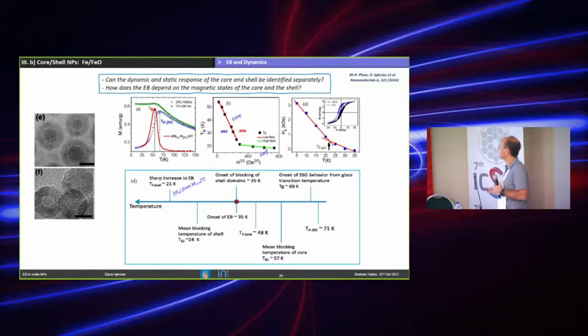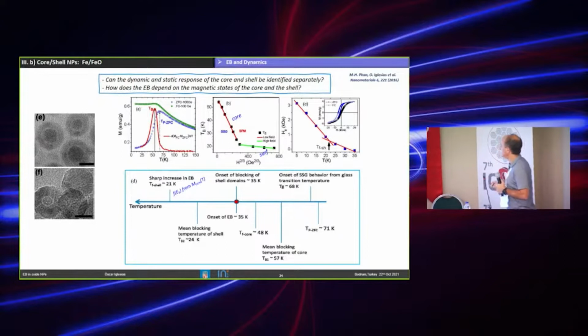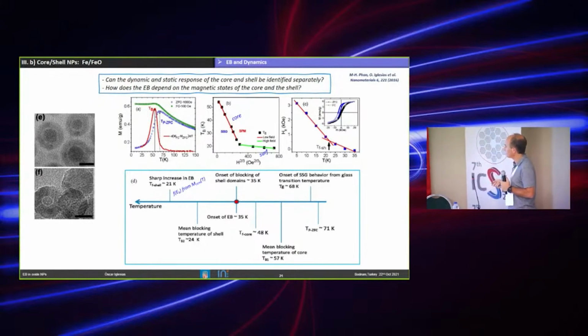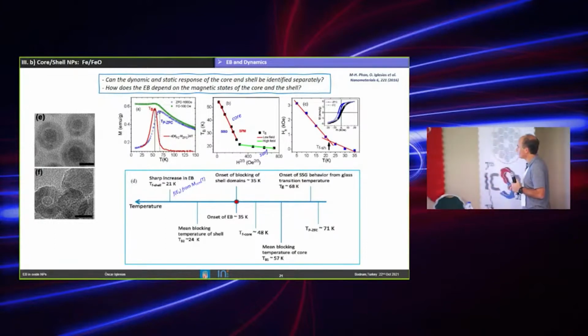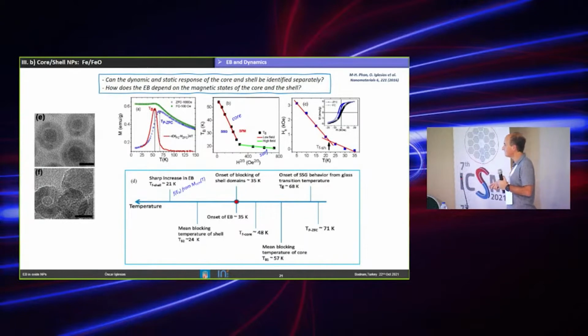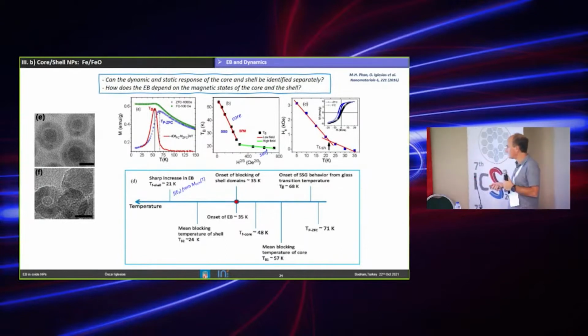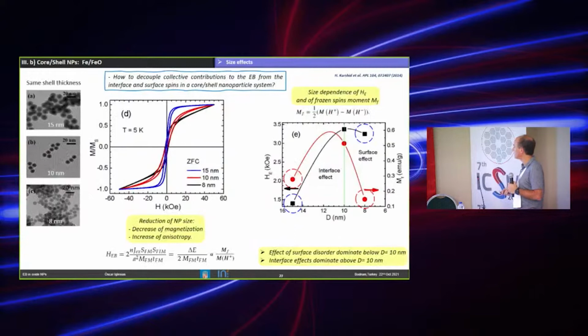So, through this series of experimental evidence, we can see that the loop shifts of these particles, which appear below a certain temperature, increase below the freezing of the surface spins. So this highly frustrated shell of spins on top of this ferromagnet is responsible for the exchange bias increase below a certain temperature. What else?